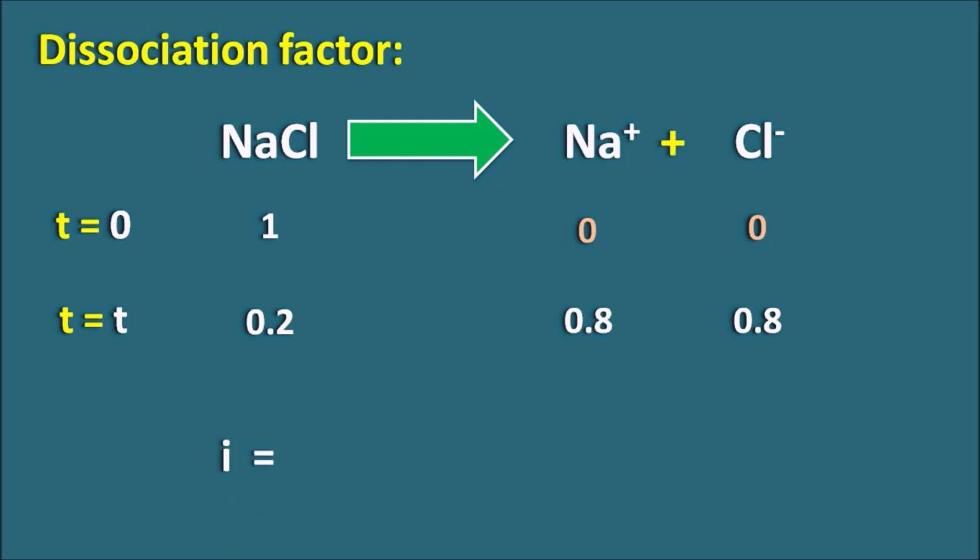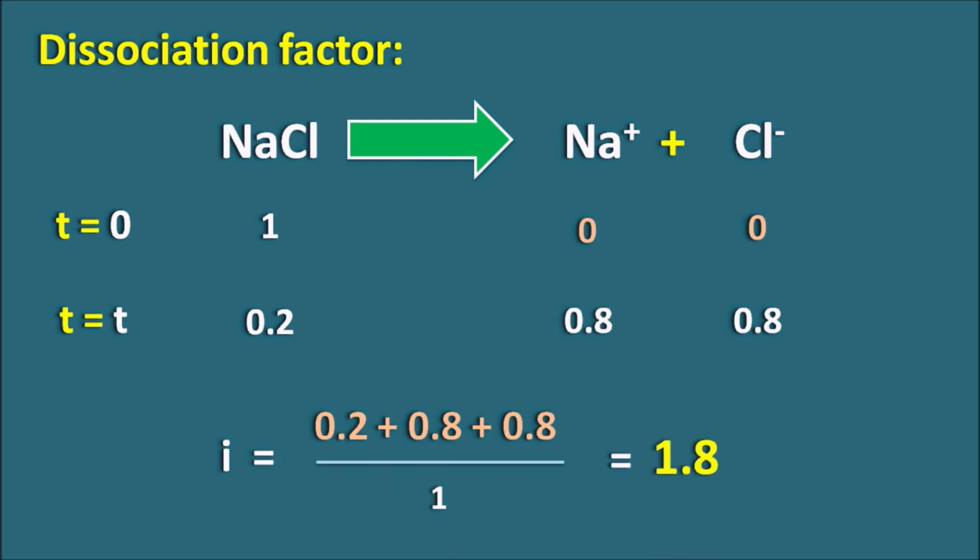So here the dissociation factor i is equal to the number of species after dissociation divided by the number of species before dissociation. So (0.2 + 0.8 + 0.8) divided by 1, which gives 1.8 as the answer. So for sodium chloride at 80% dissociation, the dissociation factor i is equal to 1.8.